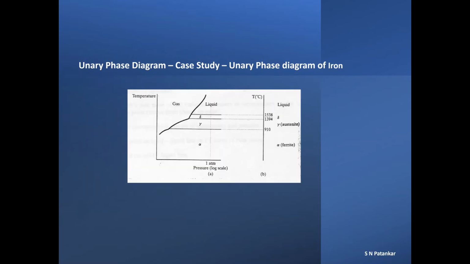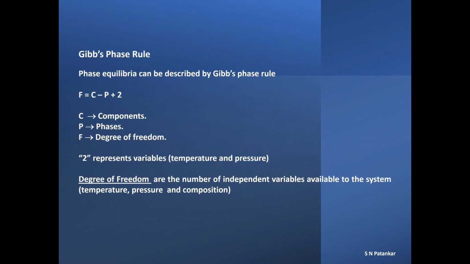It appears that under ambient pressure alpha iron transforms to gamma iron at 910 degrees C and gamma iron transforms to delta iron at 1394 degrees C. Also, at ambient pressure pure iron melts at 1538 degrees C. Unlike the previous phase diagram, in this phase diagram there are three triple points, where three phases coexist. Phase equilibria can be described by Gibbs phase rule.